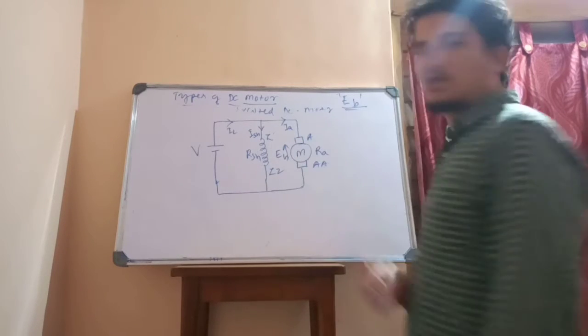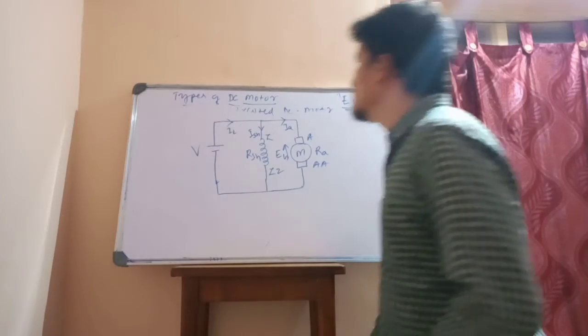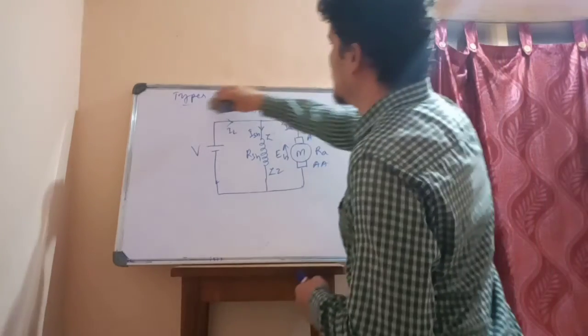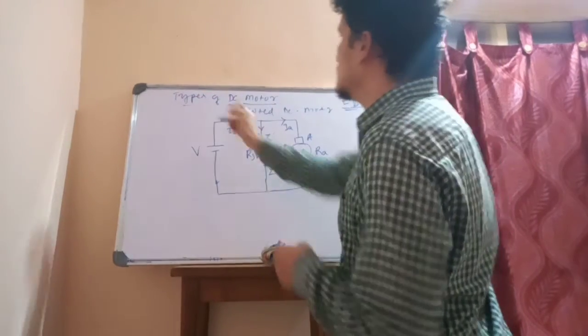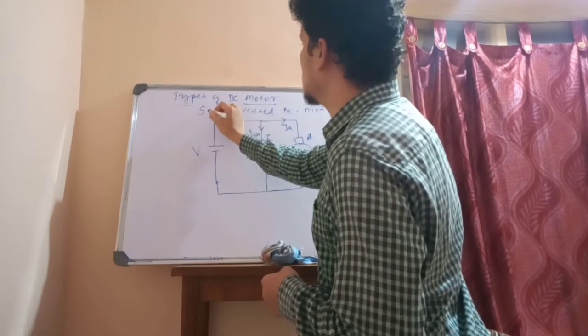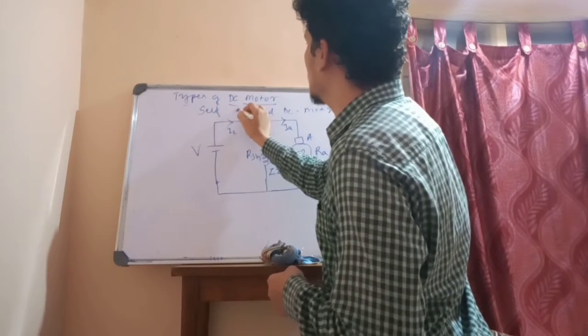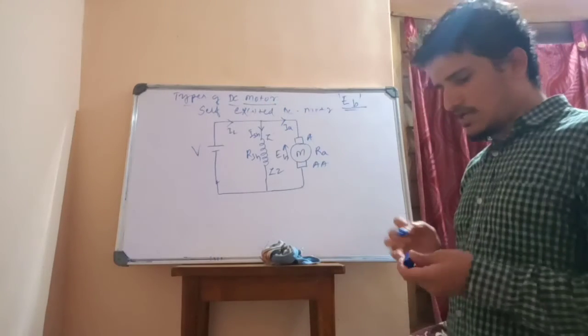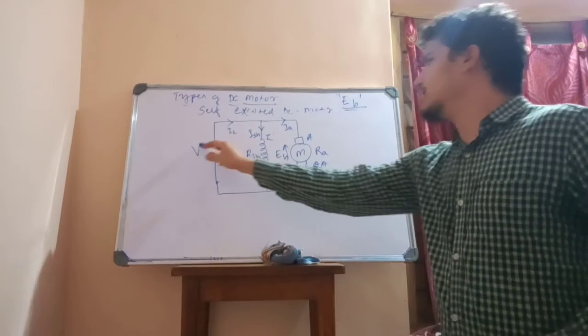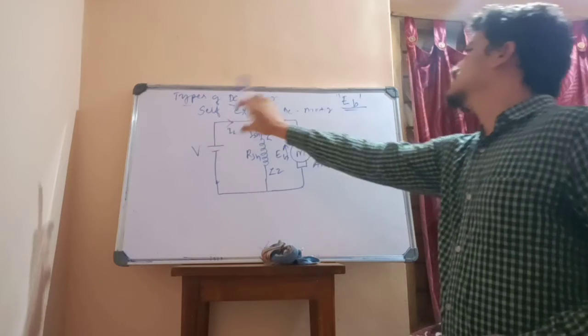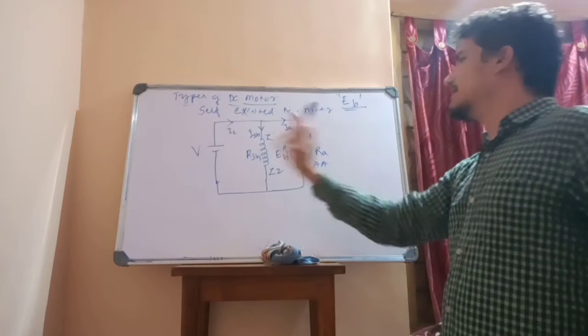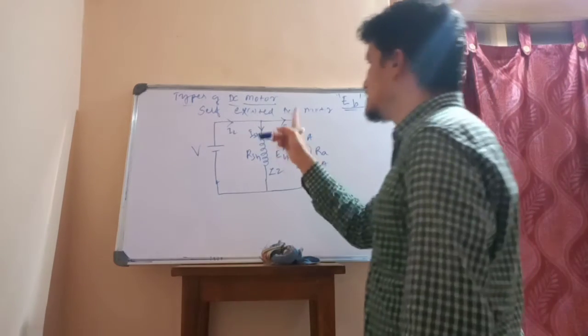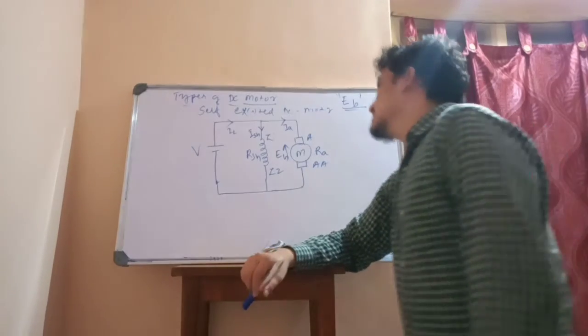What is this? EB. Okay. Now, what is this type of motor? This is a shunt self-excited DC motor. See, you can easily observe a common supply is taken to the motor armature and to the field winding.